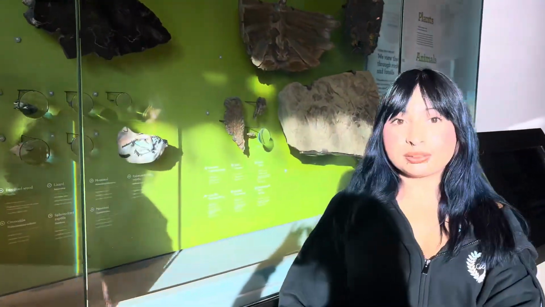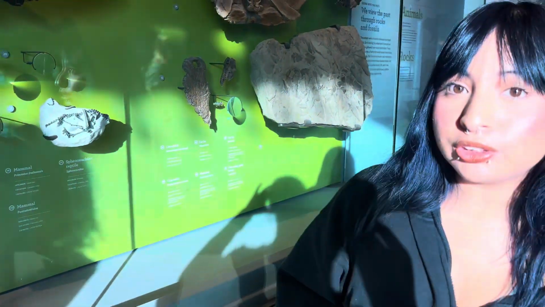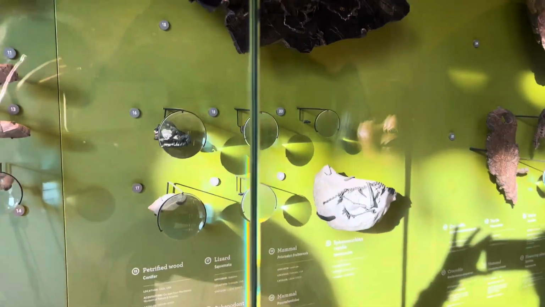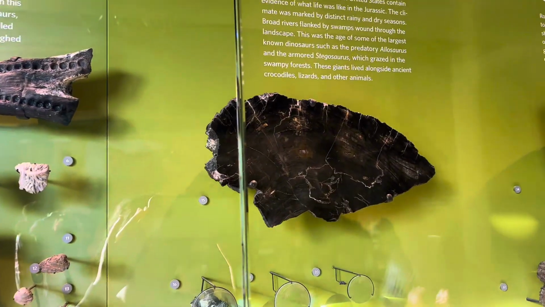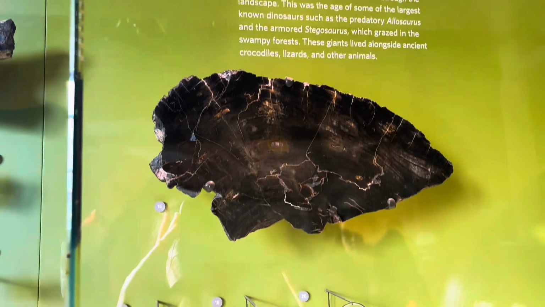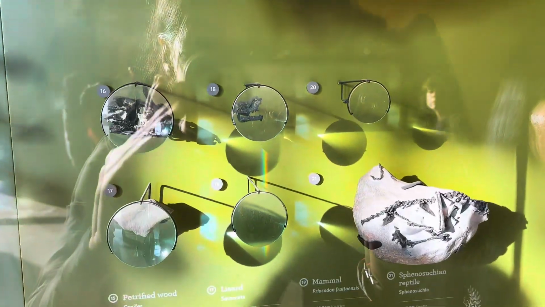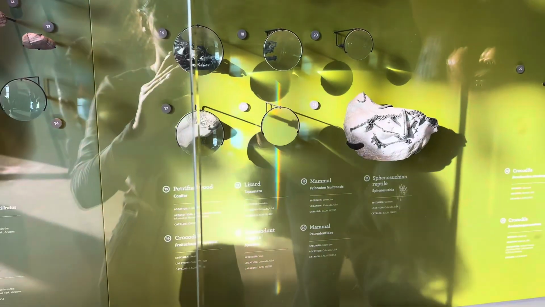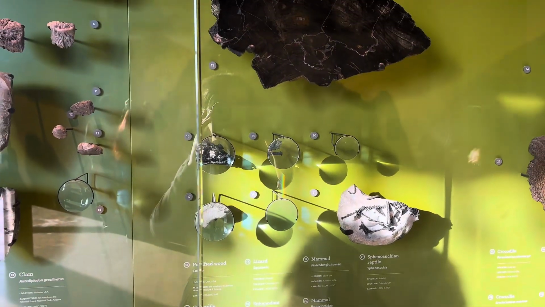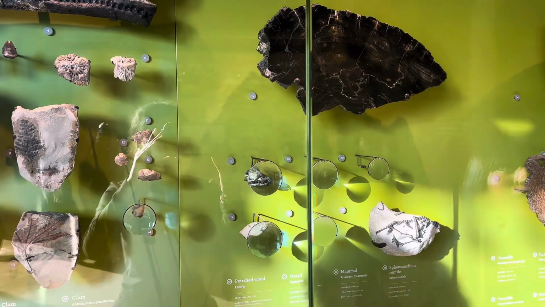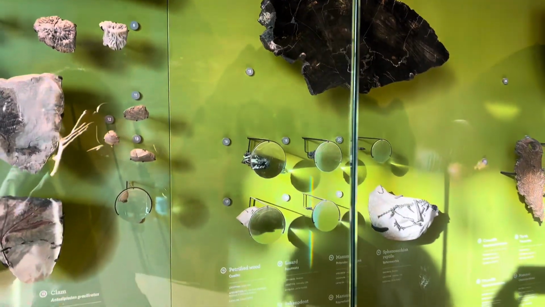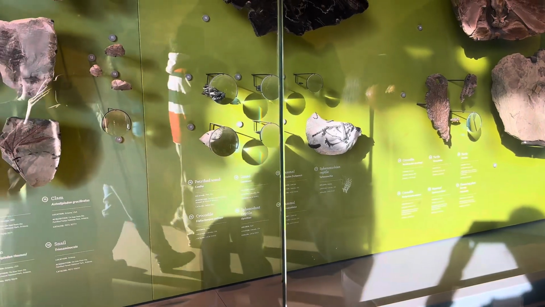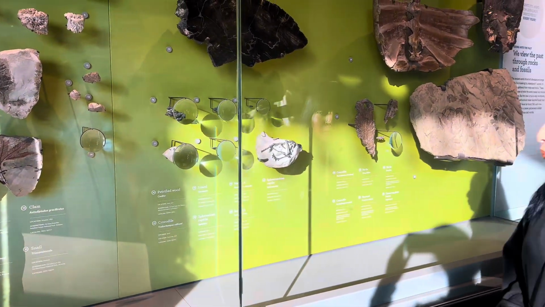Next is the Jurassic, which took place 245 million years ago. Layers of rocks in the western United States contain evidence of what life was like in the Jurassic. The climate was marked by distinct rainy and dry seasons. Broad rivers flanked by swamps went through the landscape. This was the age of some of the largest known dinosaurs, such as the predatory Allosaurus and the armored Stegosaurus, which grazed in the swampy forest. These giants lived alongside ancient crocodiles, lizards, and other animals.